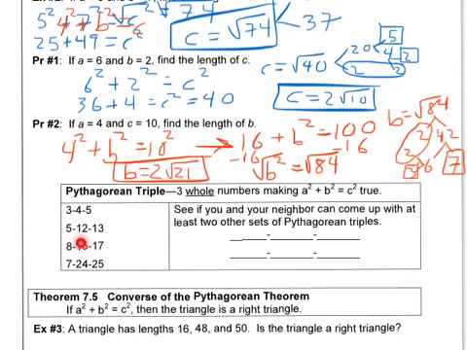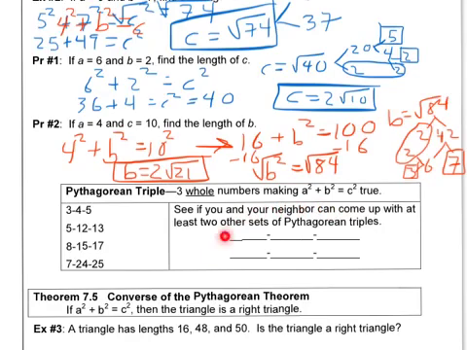5 squared is 25. And 12 squared is 144. And 144 plus 25 is 169. What do you know? That's what 13 squared is. I don't know what 15 and 17 squared are, and 7, 24, 25. I don't know those ones off the top of my head, but put them in a calculator, I guarantee they will work.